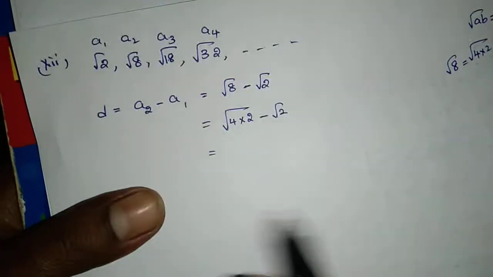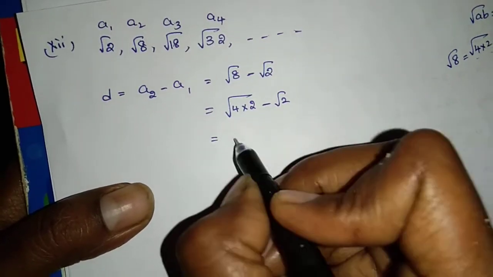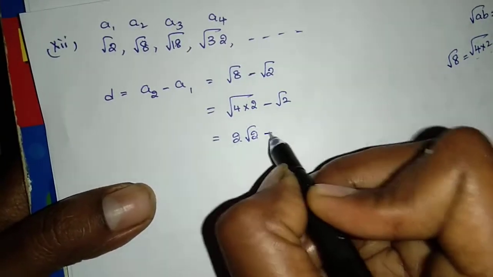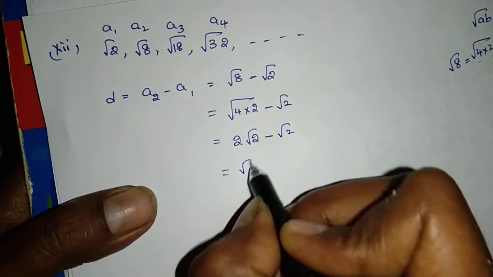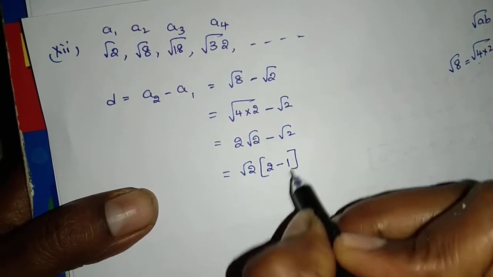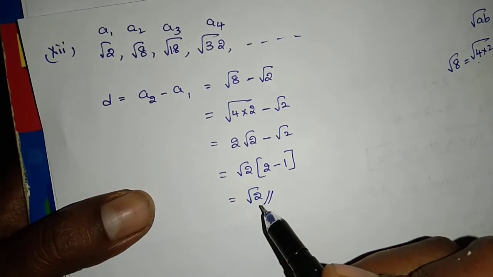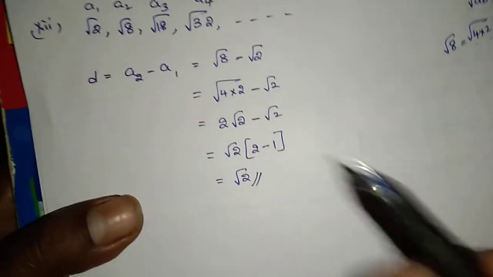Yes. See, 4 means 2 square. So square root cancel, 2 root 2 minus root 2. Shall I take root 2 common? Then 2 minus 1. How much is 2 minus 1? 1. So what is the value of a2 minus a1? I'll get root 2.